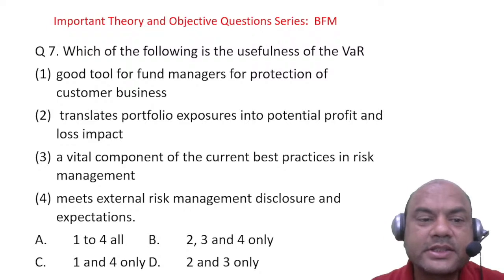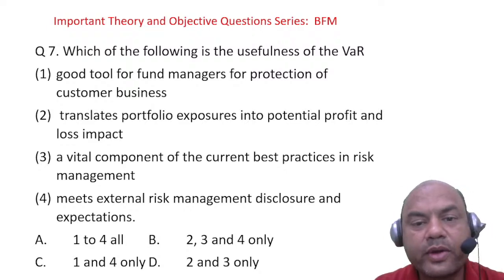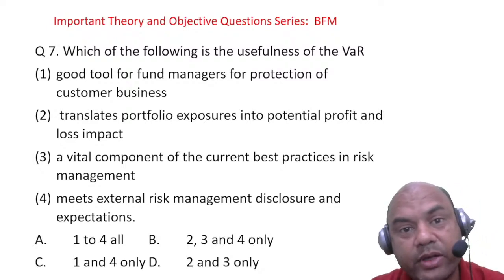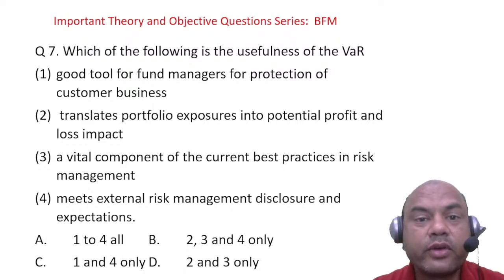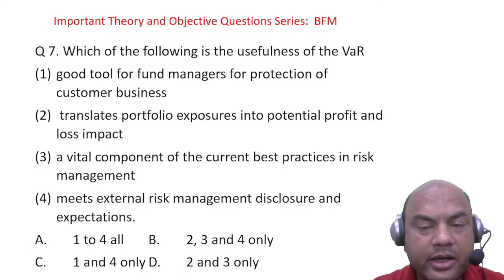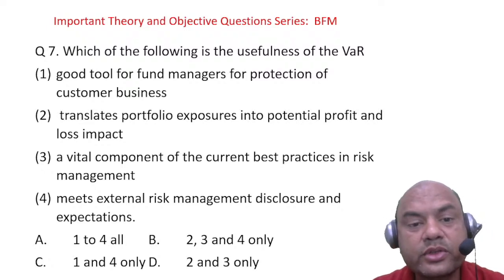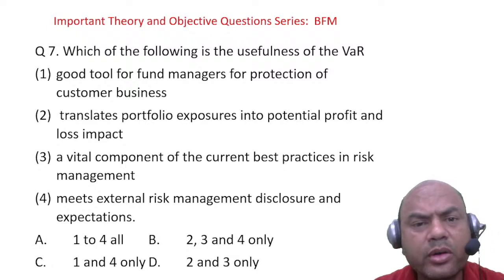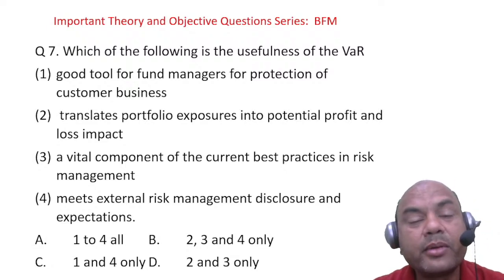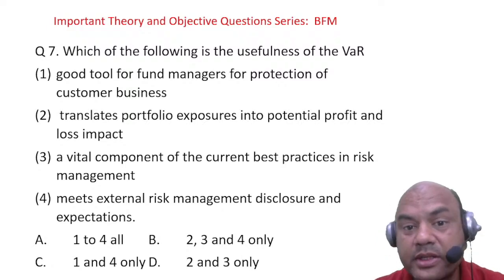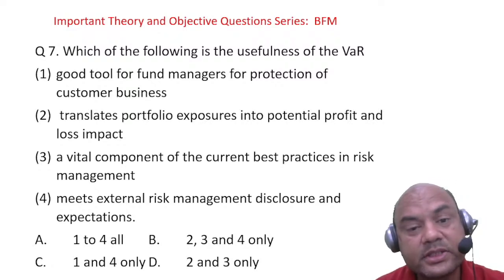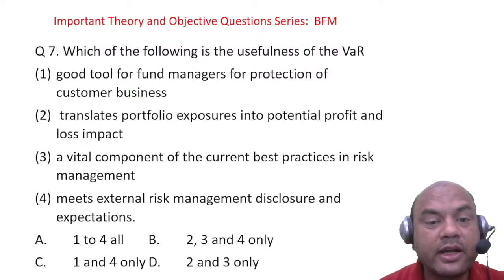Okay, let's discuss these 4 options. Good tool for fund managers for protection of customer business. Is it a good tool? Value at risk. I gave you that example of Reliance 3000, 5% fluctuation, 150 here or there, so total 300. If I know the fluctuation of any stock or any commodity, will I be able to minimize my risk? Yes, I can. So that's why my business funds will be protected. So 1 is the right answer.